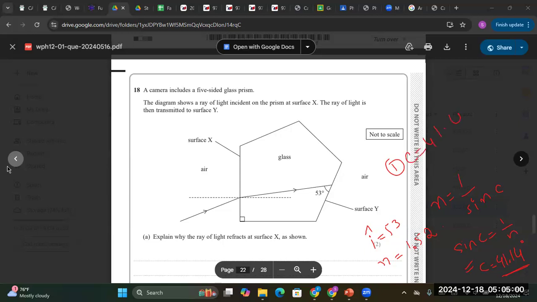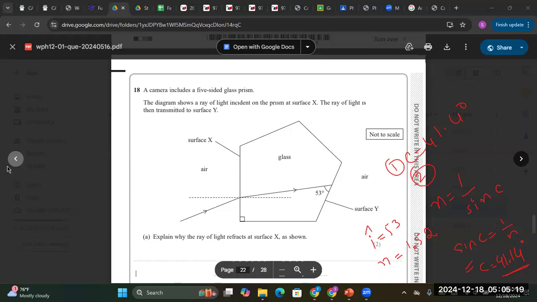Now you need to find the angle of refraction. Once you found the angle of refraction, you can easily figure out if total internal reflection will happen or not, right? Because if the angle is greater than critical angle, total internal reflection will happen. If not, the total internal reflection will not happen.